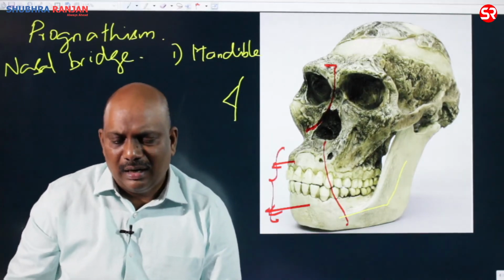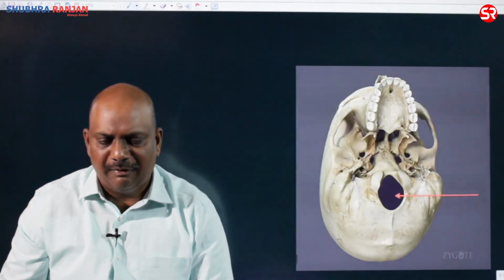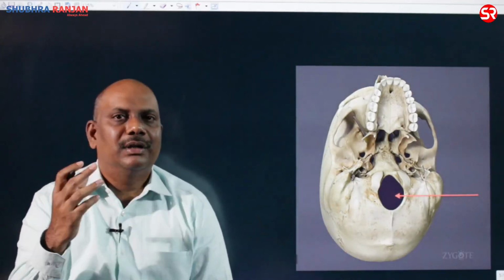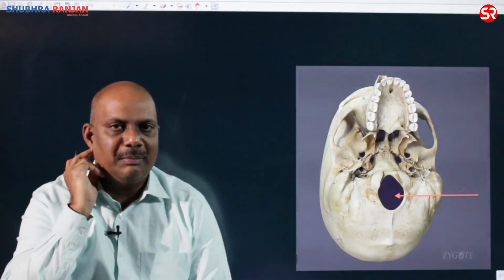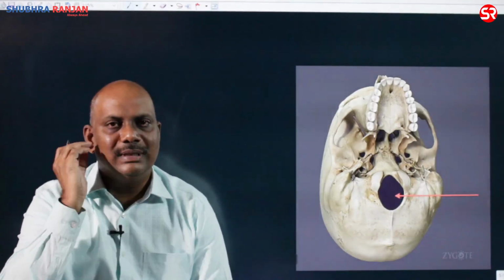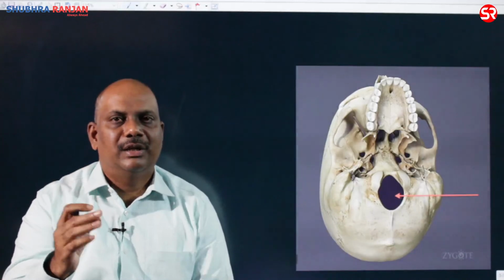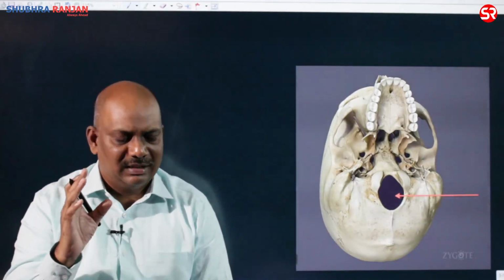There are a few other important anatomical features left in the cephalic region itself: the position of the foramen magnum, the presence of the mastoid process and the occipital condyles, and also how the zygomatic arch looks. So let us continue our discussion tomorrow, and I hope you are comfortable with what we have discussed here.